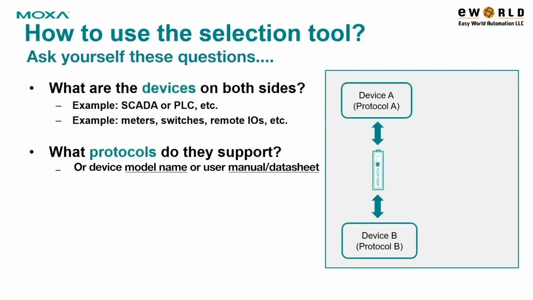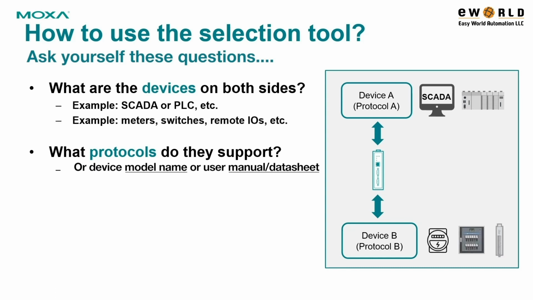How do I use the selection tool? It's easy. You just need to consider the following questions. What are the devices on both sides? For example, device A might be SCADA or PLC, and device B might be meters, switches, or remote IOs. And you also need to ask what protocols they support.